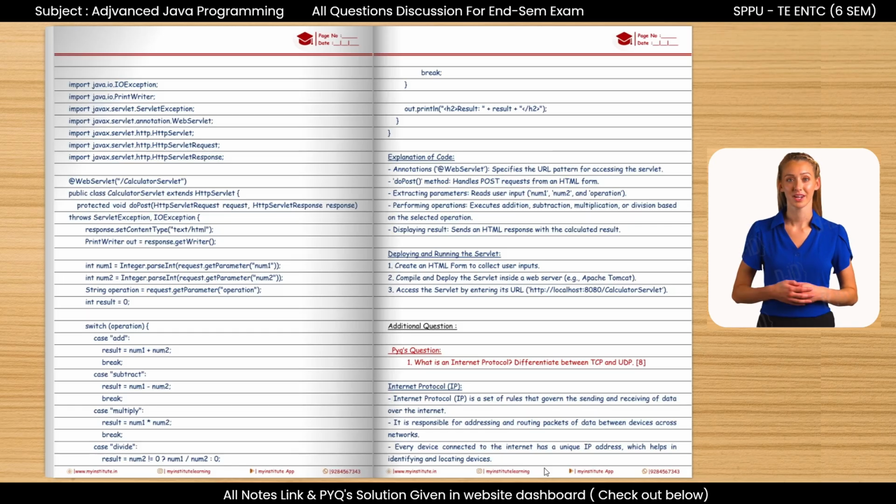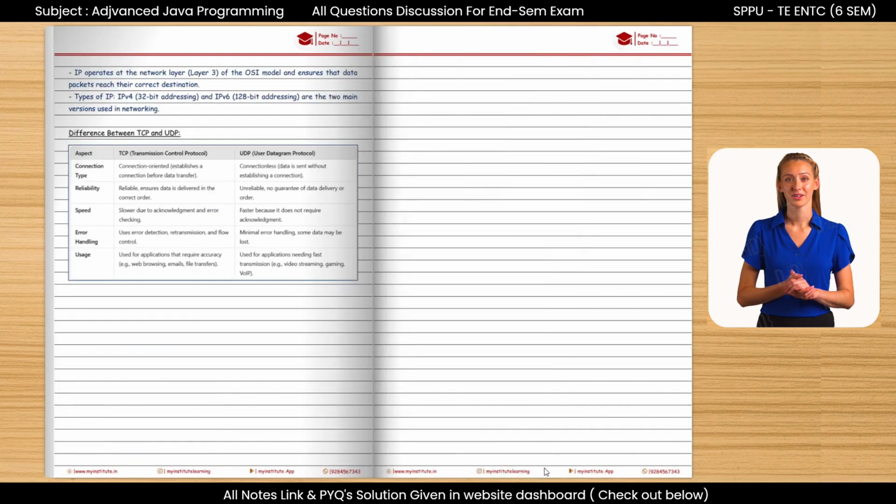Now let's move on to our next topic, which is Internet protocols and their differences. From this topic, we can expect the question like, what is an Internet protocol? Differentiate between Transmission Control Protocol and User Datagram Protocol. An Internet protocol defines rules for data communication over networks. Transmission Control Protocol ensures reliable data transmission with error checking, while User Datagram Protocol is faster but does not guarantee data delivery.